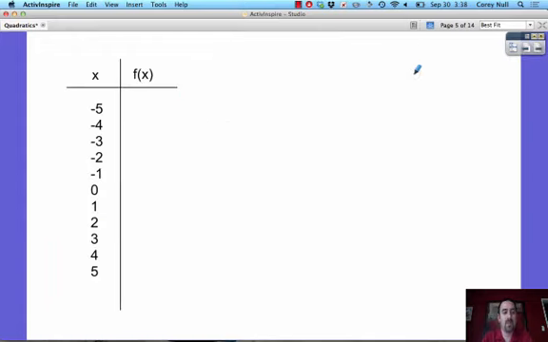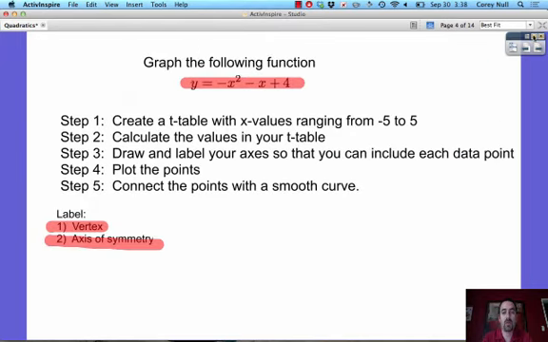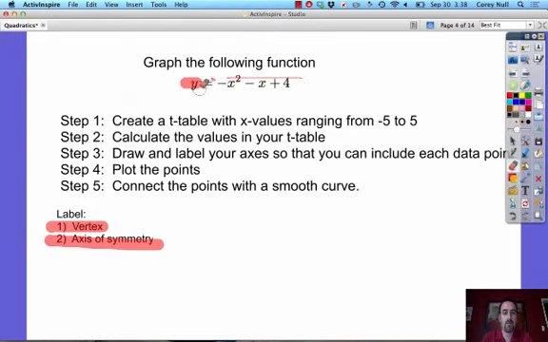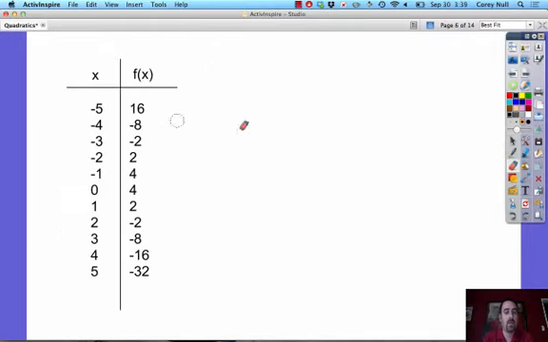Okay. Here's my t-table. I've got my x values going from negative 5 to 5. My y values I'm going to throw in here when I get it. So to get my first y value, I'm going to plug negative 5 in for x, because this is the x column, into this function up top here. So I'm going to put negative of negative 5 squared minus negative 5 plus 4. If I do that, I'm going to get negative 16. If I put a negative 4 in, you get negative 8. A negative 3, negative 2, and all the way down to 5.